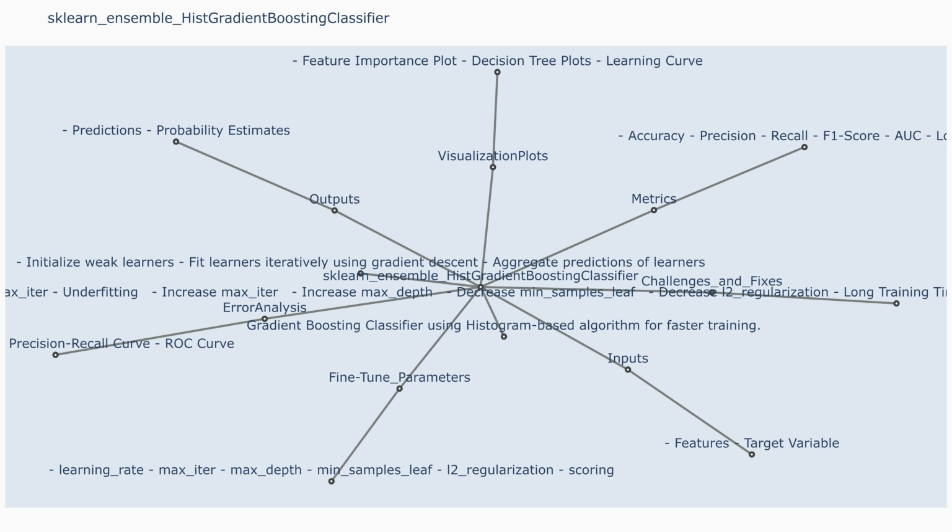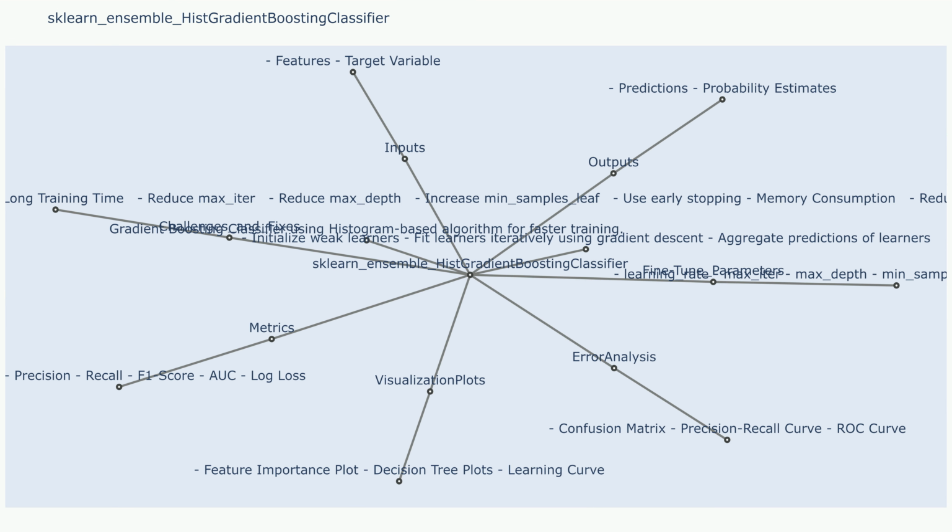sklearn, ensemble, HistGradientBoostingClassifier. Description. HistGradientBoostingClassifier is a gradient boosting algorithm that utilizes histogram-based binning for efficient and scalable training. It excels at handling high-dimensional datasets and is known for its accuracy and robustness.